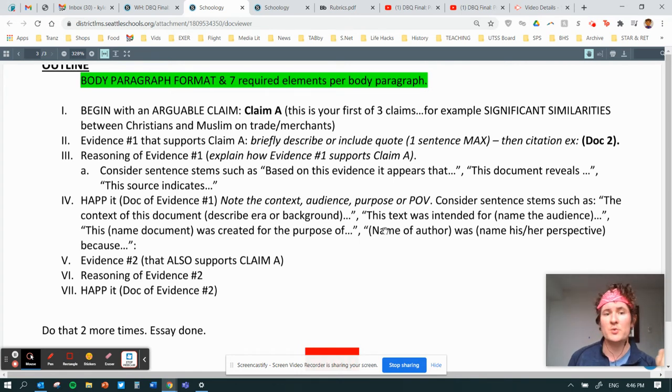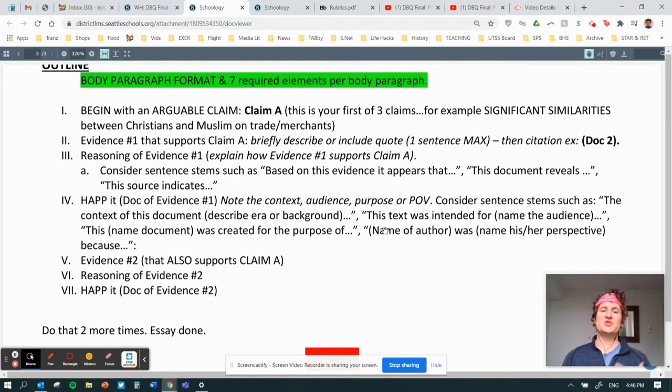First things first, we start out with a claim. In claim, evidence, reasoning writing, we start out with a claim. This directly answers your question. In the case of the structure I gave you above, the specific similarities between Christianity and Islam as they relate to merchants and trade. Then, because we have 2 pieces of required evidence, we will also have 2 reasonings and 2 happy statements. So here we go.